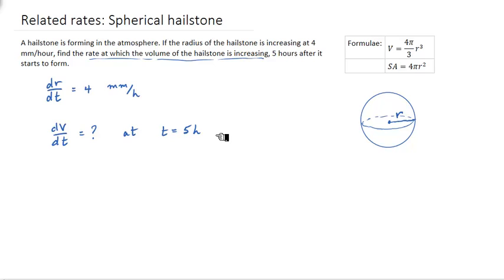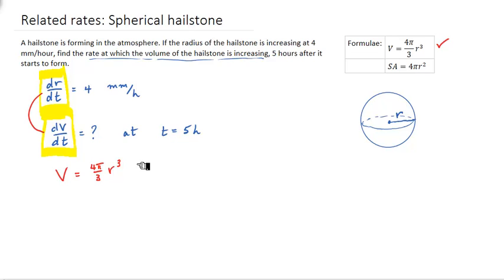Now, in this problem we are dealing with two rates of change, dr by dt and dV by dt, so those are the rates that are related to each other somehow. So there must be a relationship between dV by dt and dr by dt. That means that there must be a relationship between V and R. So do we know a relationship between V and R? Yeah, we do, right up here in the formula box. The volume of a sphere is equal to 4 pi over 3 times the cube of R.